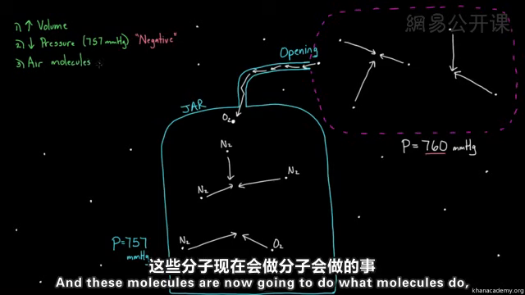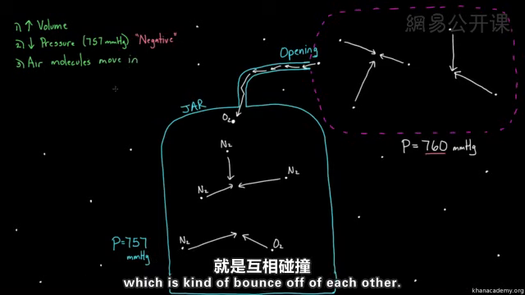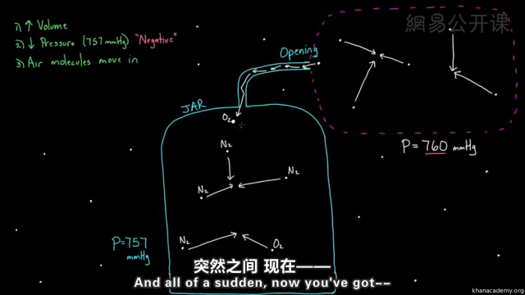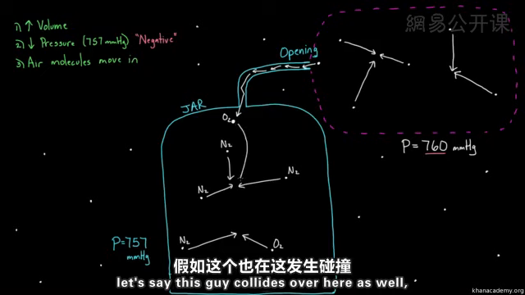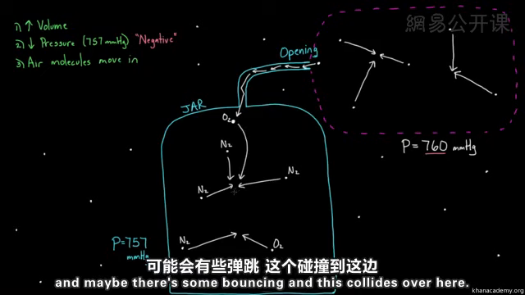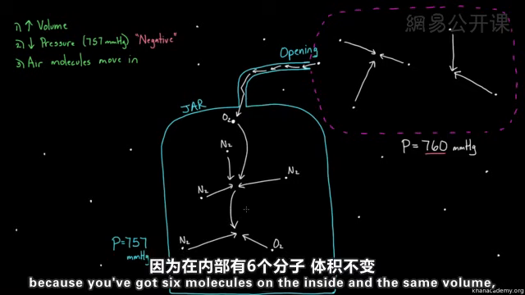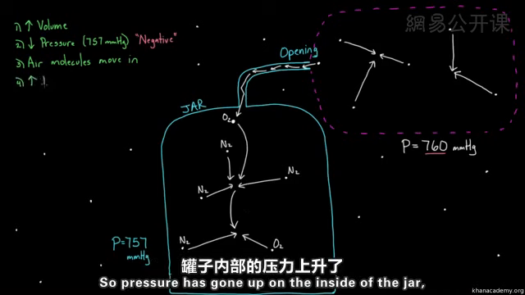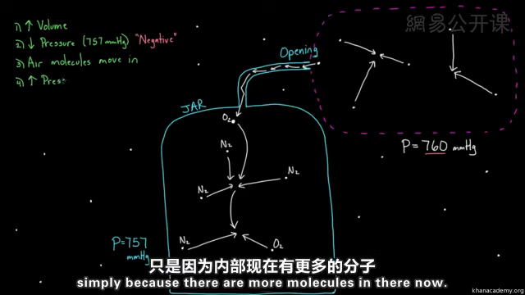and these molecules are now going to do what molecules do, which is bounce off of each other. So they start bouncing off of each other, and let's say this guy collides over here as well, and maybe there's some bouncing and this collides over here. So now, because you've got 6 molecules on the inside and the same volume, the pressure on the inside has gone up. So pressure has gone up on the inside of the jar simply because there are more molecules in there now.